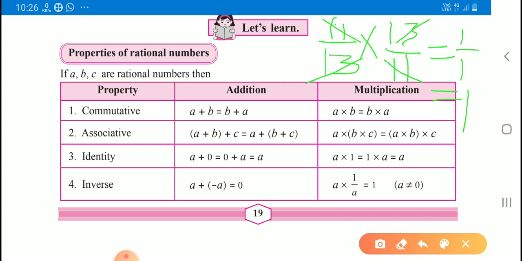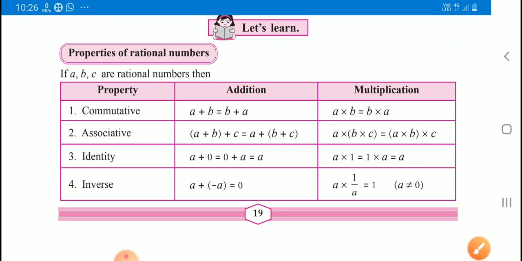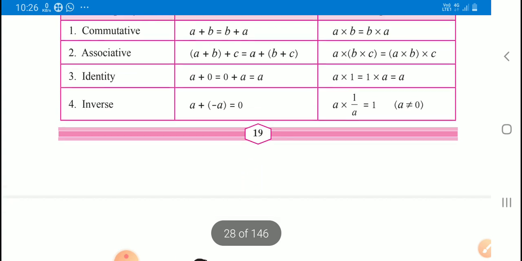Okay, here only one condition is there: a should not be 0, because if a is 0, then any number multiplied by 0, the answer will come 0, and this is not the multiplicative inverse. So we have seen the properties. These are the commutative property, associative property, identity and inverse for addition and multiplication.